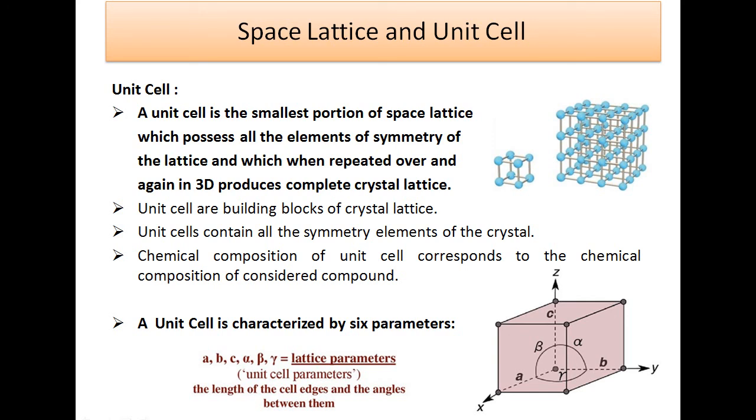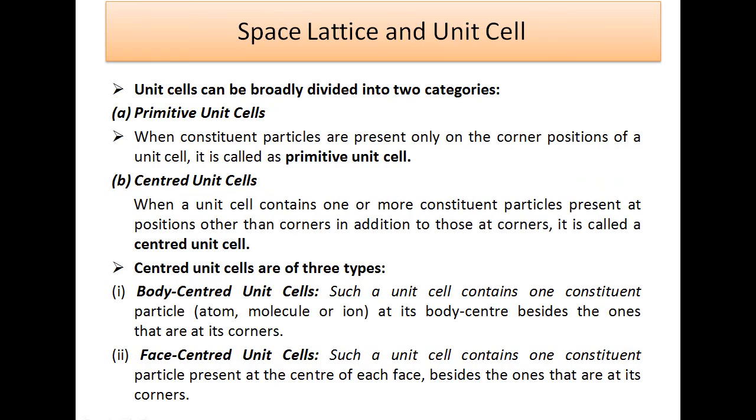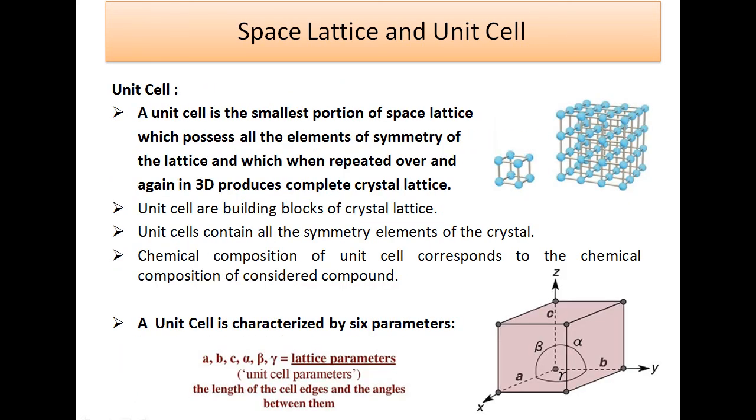So the main important point about the unit cell is that it is the smallest portion having all the elements of symmetry of the lattice. And on repeating itself in all directions, it gives the crystal lattice in 3 dimensions. Now unit cells are the building blocks of the crystal lattice. They contain all the symmetry elements of the crystal, and the chemical composition of the unit cell is the same as the chemical composition of the compound under consideration.